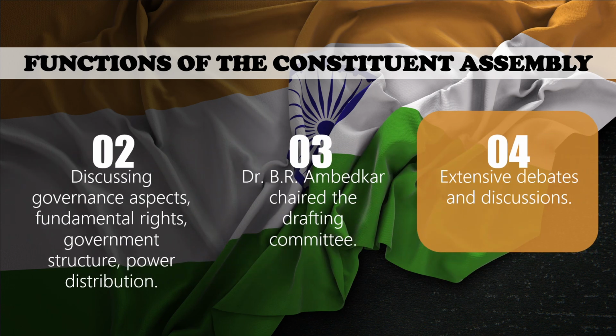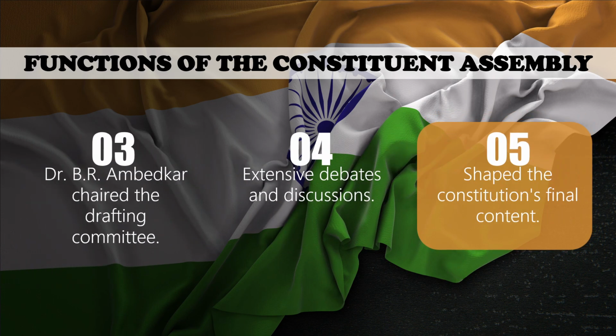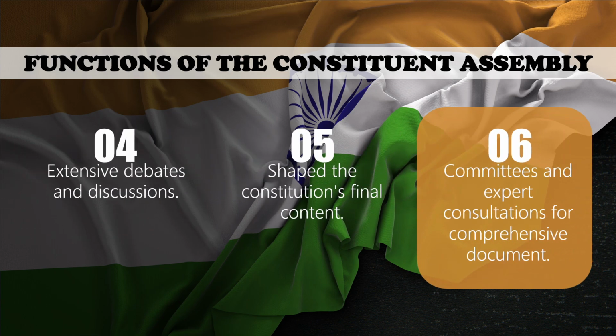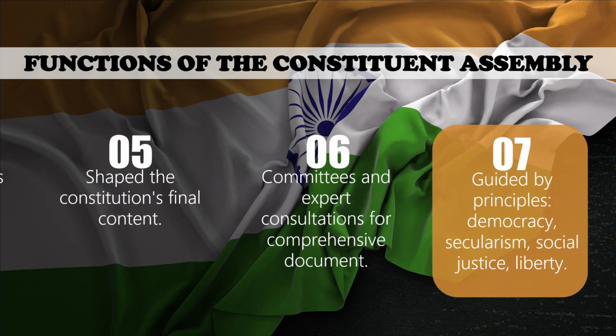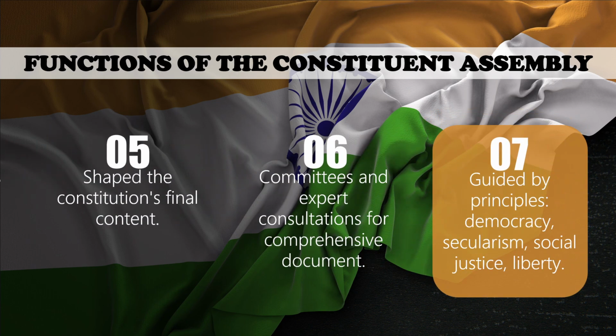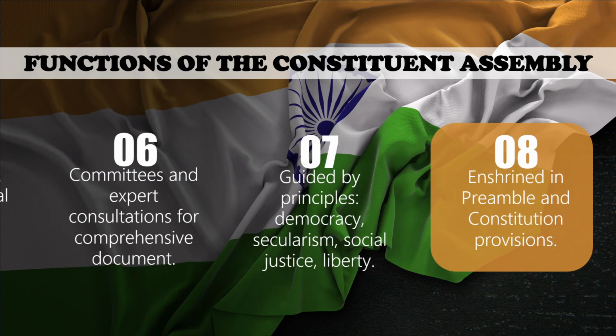Debates and discussions. The members of the Constituent Assembly engaged in exhaustive debates and discussions. These deliberations were instrumental in shaping the final content of the constitution. Different committees were formed to tackle specific issues, and experts were consulted to ensure a comprehensive document. Principles and ideals. The Assembly was guided by a set of principles and ideals including democracy, secularism, social justice, and individual liberty. These principles were enshrined in the preamble and various provisions of the Constitution, serving as the foundation for India's governance.